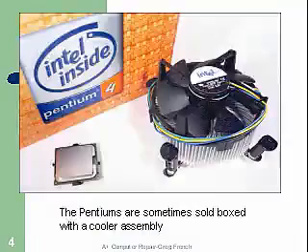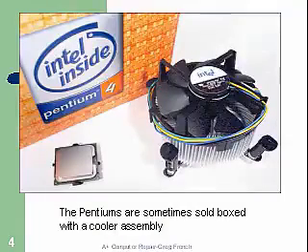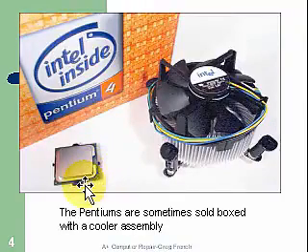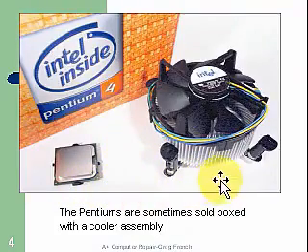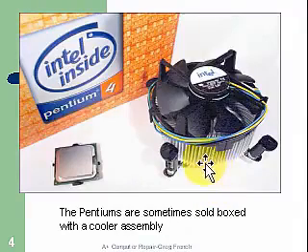The Pentiums are sometimes sold boxed with the cooler assembly. A lot of times you just see the chip right here sold by itself, but then also a lot of times Intel will actually put it in this larger box along with their standard heatsink and fan. It's nice to be able to buy those together. Otherwise, after you buy the chip, you have to buy the heatsink separately.